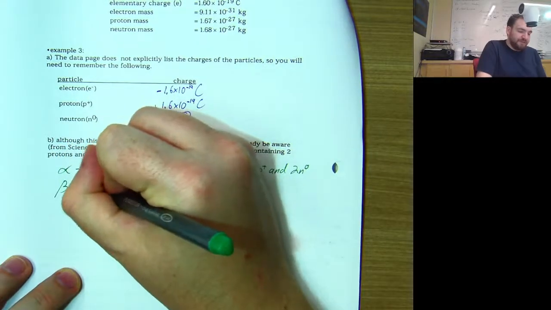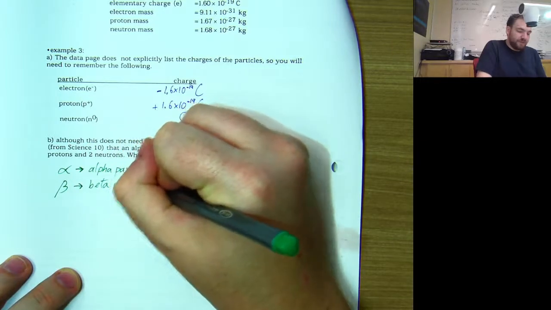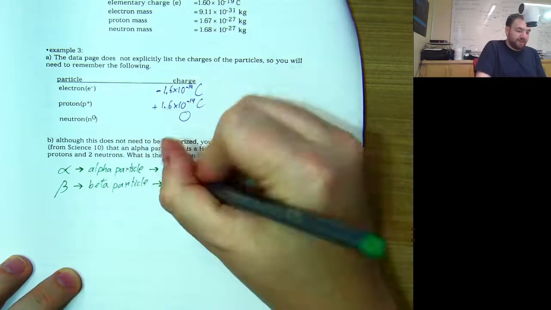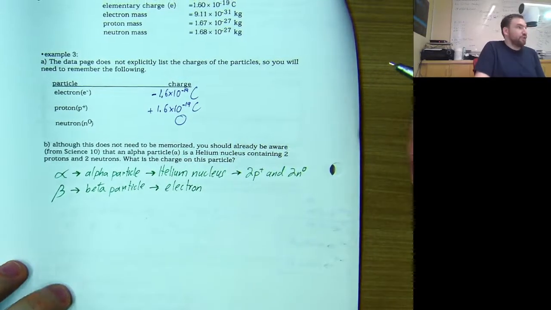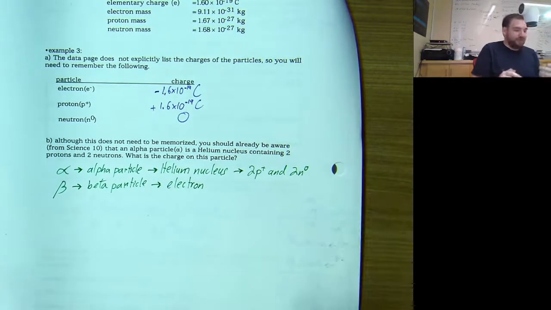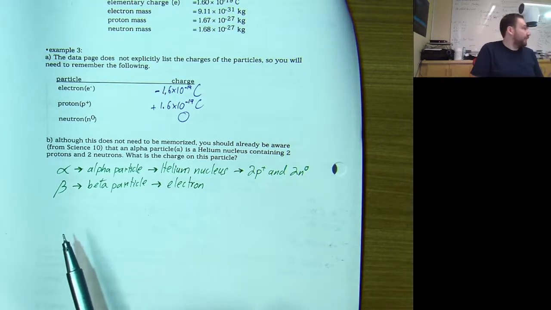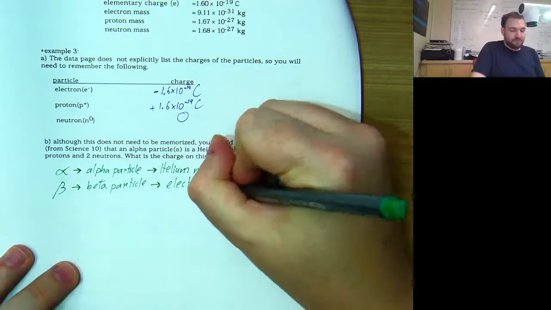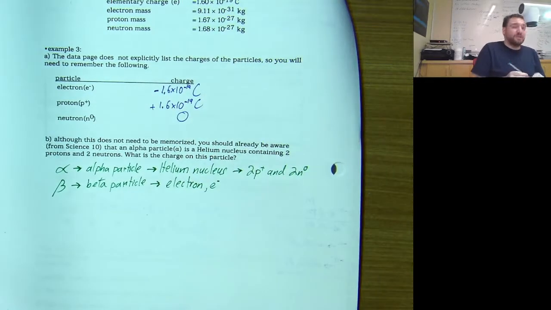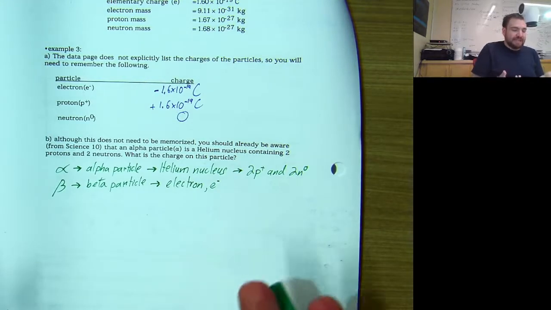There's also beta particles that might show up as well. A beta particle is just an electron. So if we're talking about alpha radiation, it's helium nuclei. If it's beta radiation or a beta particle, it's emitting electrons, e minus. So this particular question says, what is the charge on a helium nucleus, an alpha particle?